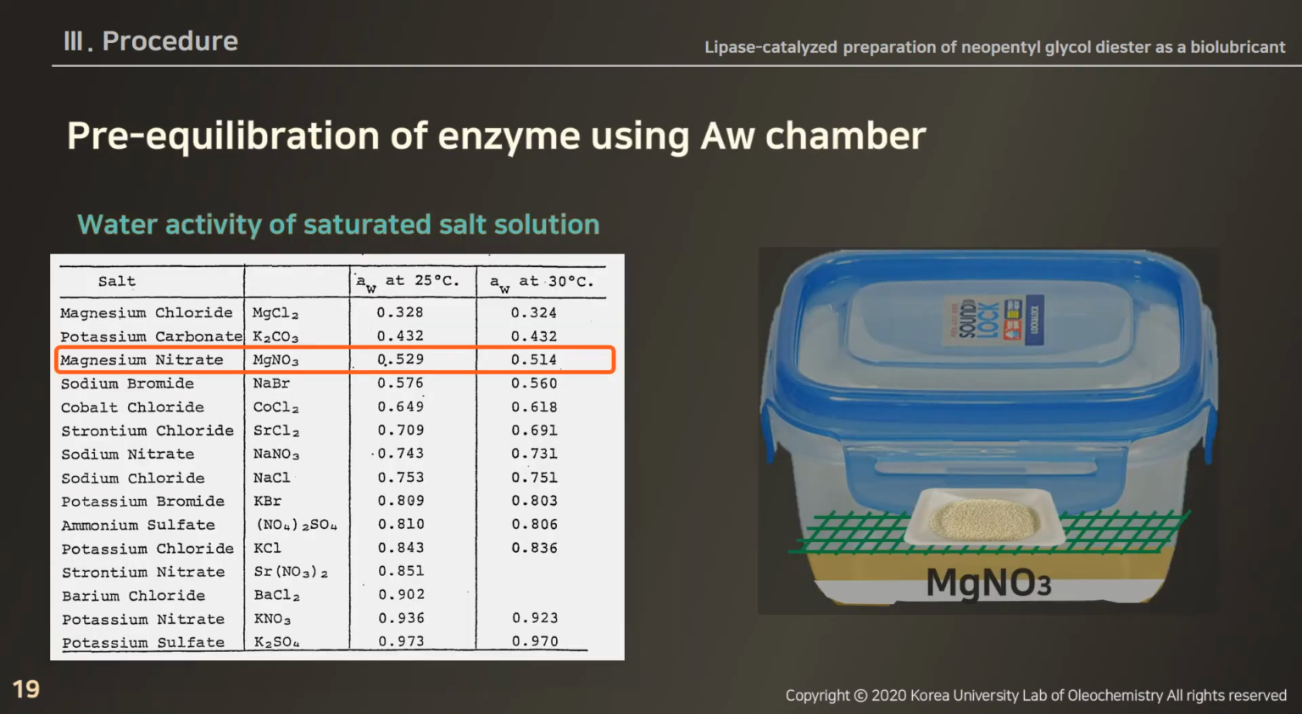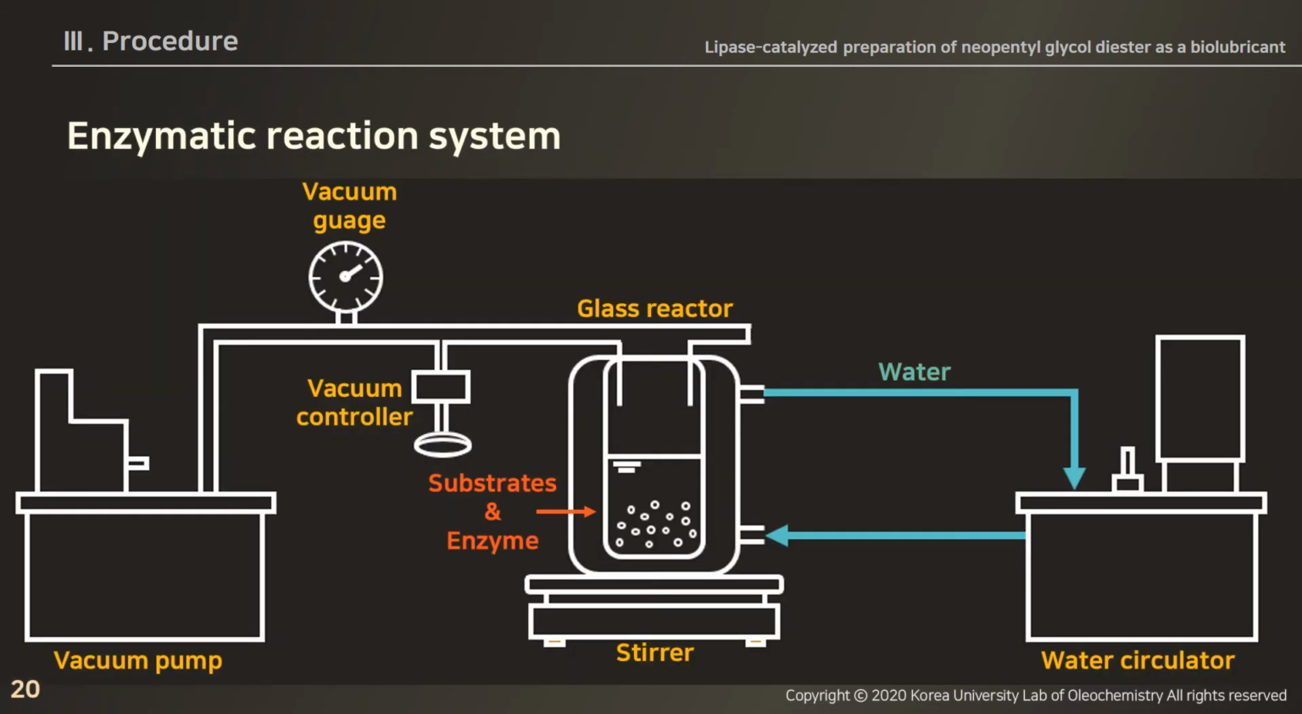Enzymes are vulnerable to water, so before the reaction, we pre-equilibrate the enzyme using a saturated salt solution water activity chamber. The method is simple. Fill the sealed container with about a quarter of the saturated salt solution. After that, a net is placed on top of it, and the enzyme is stored for about 4 days. When the immobilized lipase with desirable water activity was prepared, the esterification will begin.